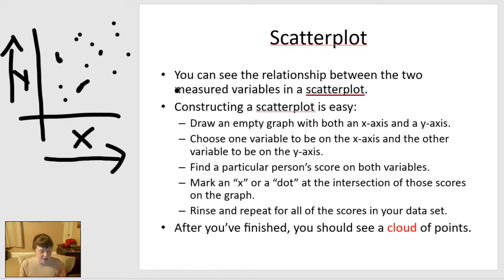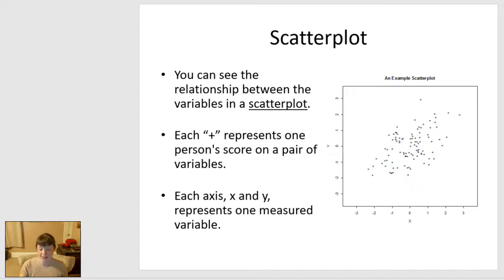You can use X's or dots or whatever. And you do this for every single person in your data set, and you end up with a cloud of dots. And so here is a much better drawn scatter plot. It's a scatter of dots, right? And so here I have a variable that ranges from -3 to +3. And here I have another variable that ranges from -3 to +3.